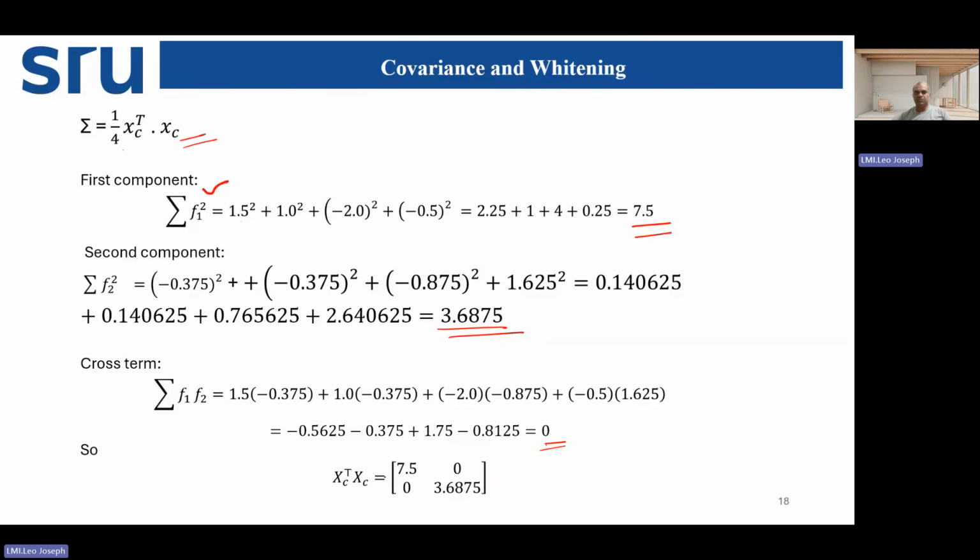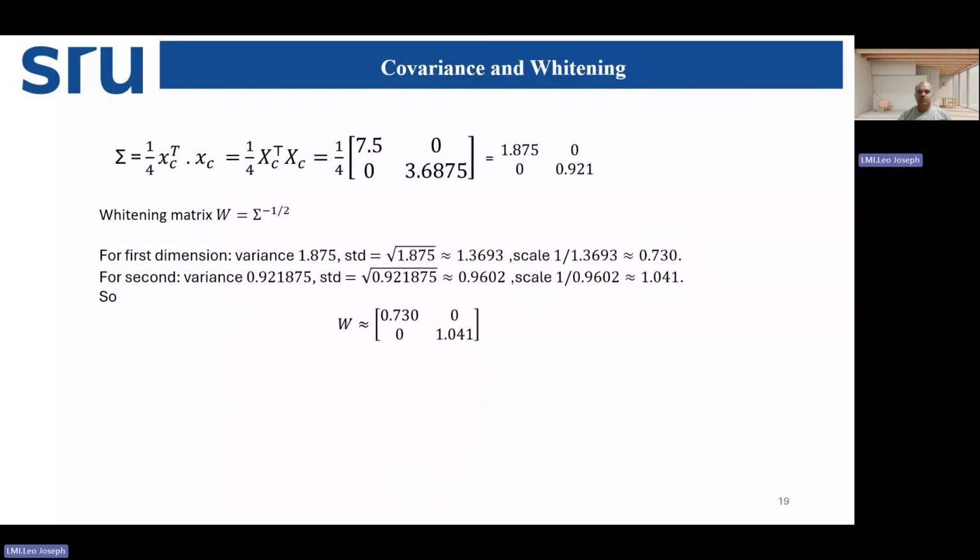Now you can see how the values are coming. 7.5 is the cross product of 1 1, and there are entries 1 1, 1 2, 2 1, 2 2. 1 1 and 2 2 get values. This is the first component and second component. The cross products 1 2 and 2 1 become 0. So 7.5, 0, 0, 3.6875. Hope it is clear up to now.